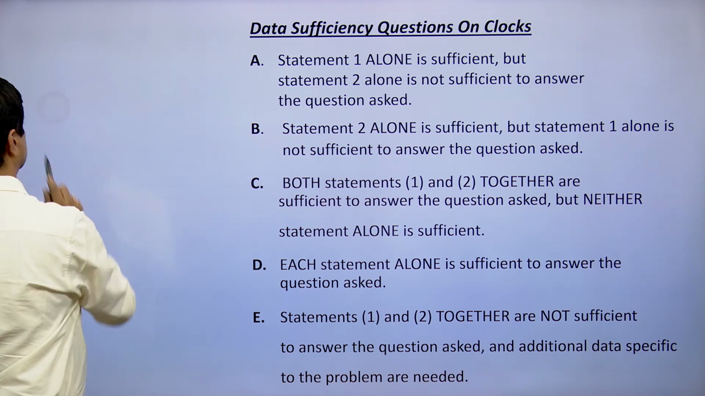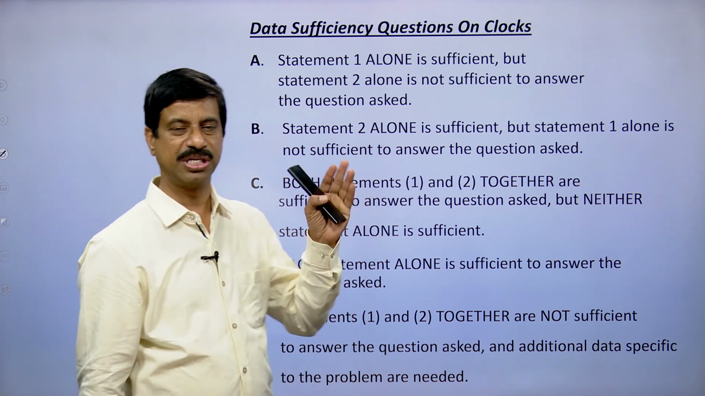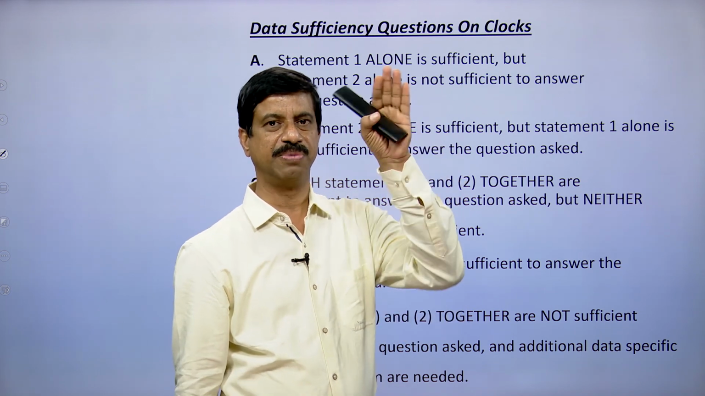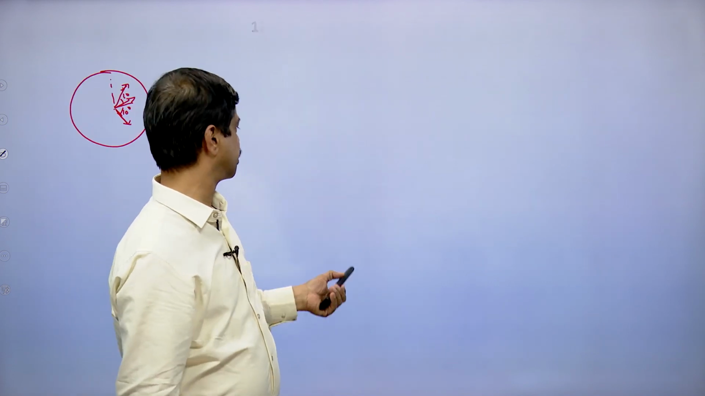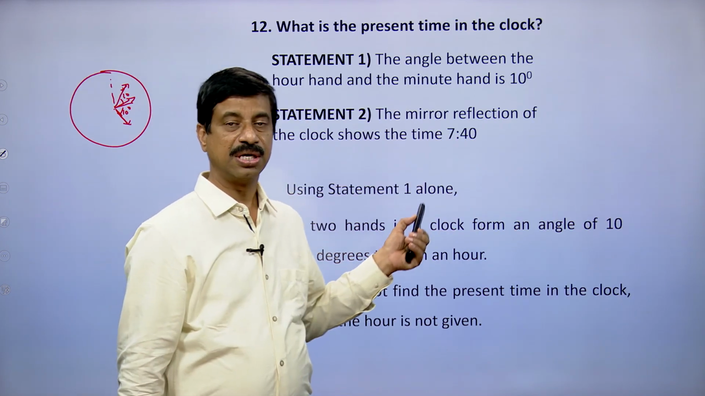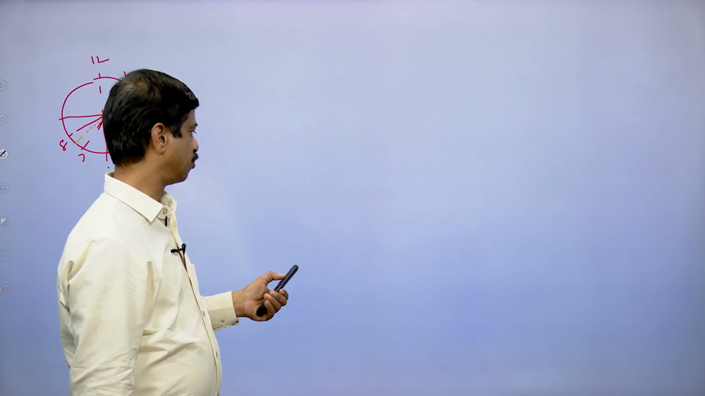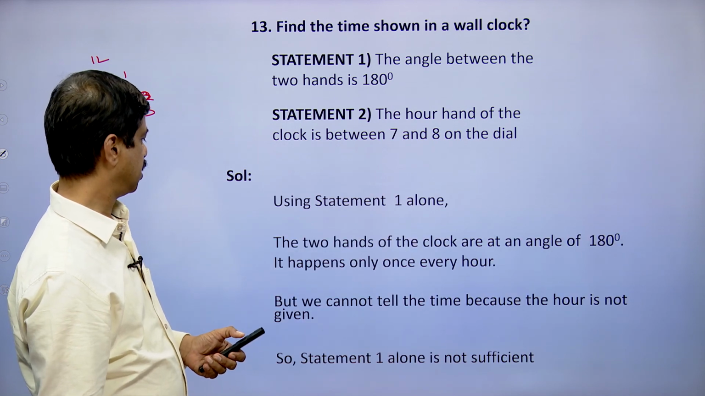So sometimes only one statement will be useful. First question, only statement 2 was sufficient to answer it because it was a mirror reflection of 7:40. But now for the second question, both statement 1 and statement 2 can answer the question. Therefore, option C is the right option. So please note it fast, this one. We will go to the next question.